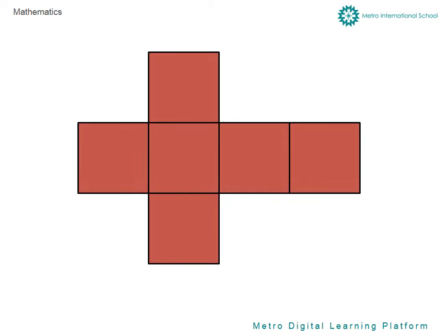When we are looking at the surface area of a cube, we are looking at all the sides of the cube. So it is the sum of all surfaces of a three-dimensional object. In this shape, we have 7 surfaces.